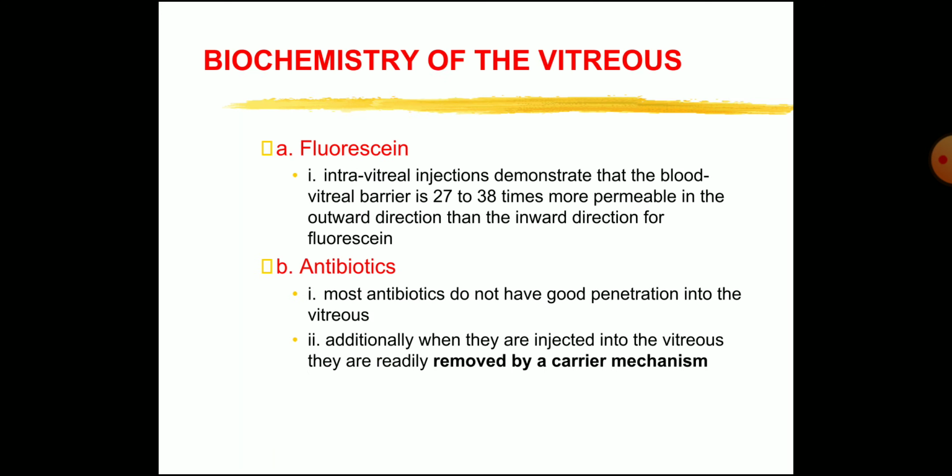Then fluorescein. Intravitreal injection demonstrates that the blood-vitreal barrier is 27 to 38 times more permeable in the outward direction than the inward direction for fluorescein.